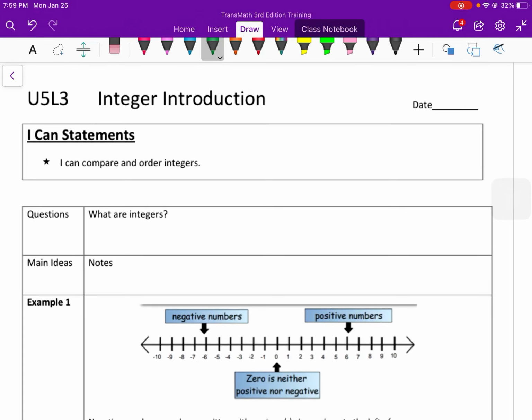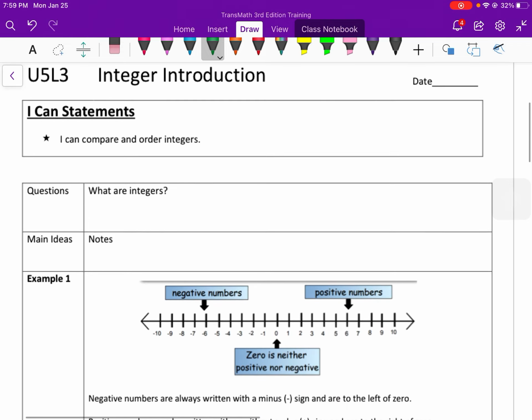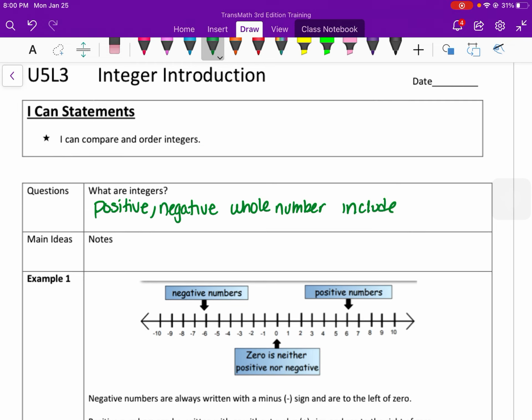Okay, class, in this video we're going to talk about integers. So what are integers? Integers are all of the whole numbers, including the negative numbers, 0, and the positive numbers. So integers are all whole numbers, so no fractions. So they're positive, negative, whole numbers. And it does include 0.